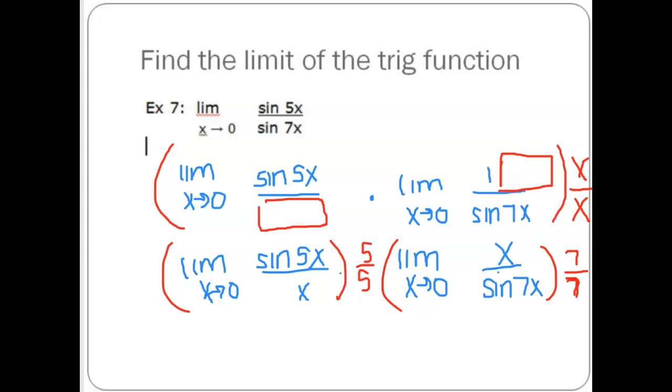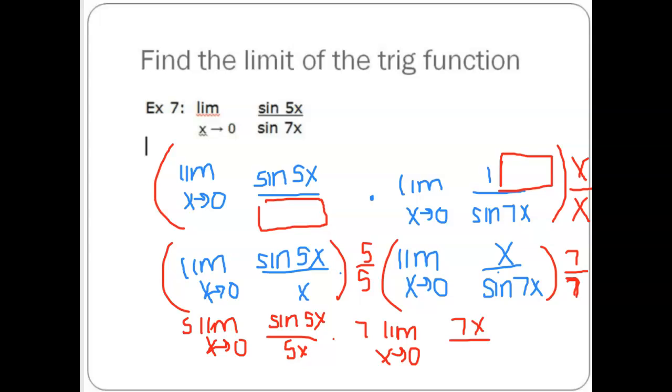So I get 5 times the limit as x approaches 0 of sine 5x over 5x, times 1/7 times the limit as x approaches 0 of 7x over sine 7x. So you get 5 times 1 times 1/7 times 1, or 5/7.